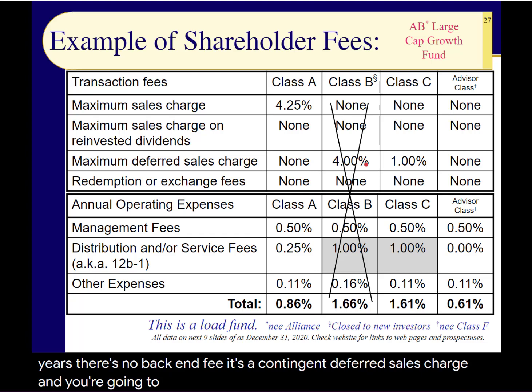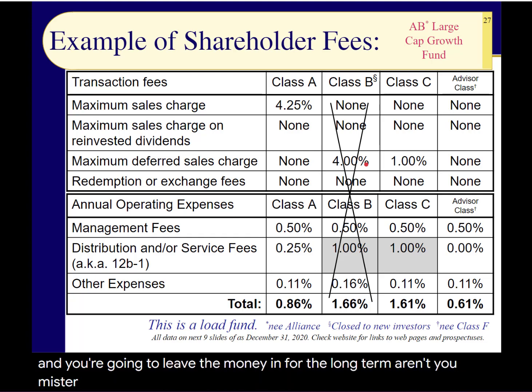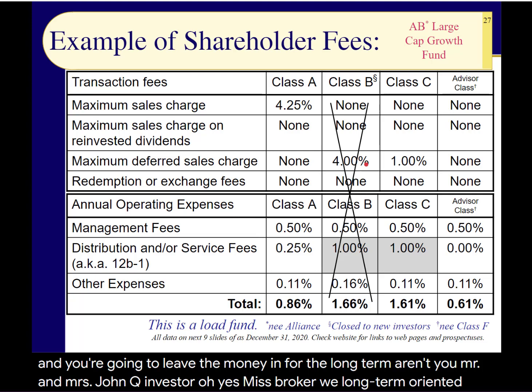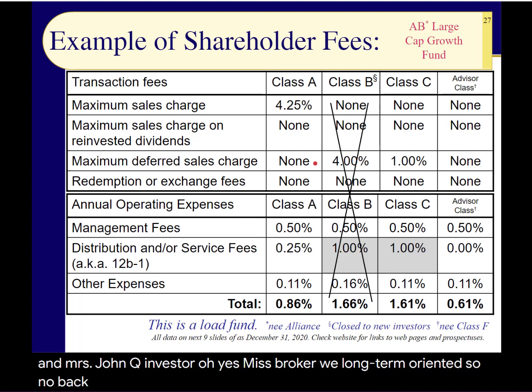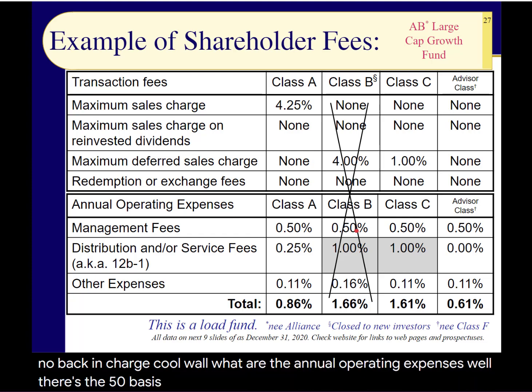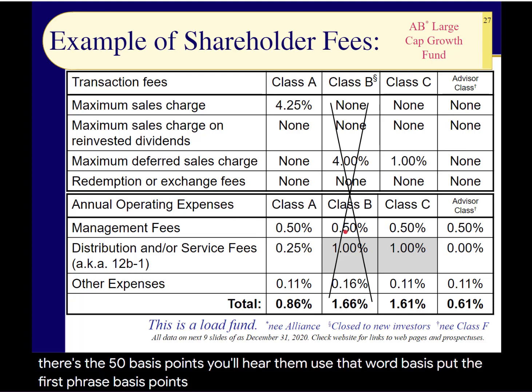And you're going to leave the money in for the long term, aren't you, Mr. and Mrs. John Q. Investor? Oh, yes, Ms. Broker, we want to leave our money in for the long term. We're long term oriented. So, no back-end charge. Cool. Well, what are the annual operating expenses? Well, there's the 50 basis points. You'll hear them use the phrase basis points. 0.5%, 50 cents for every $100.